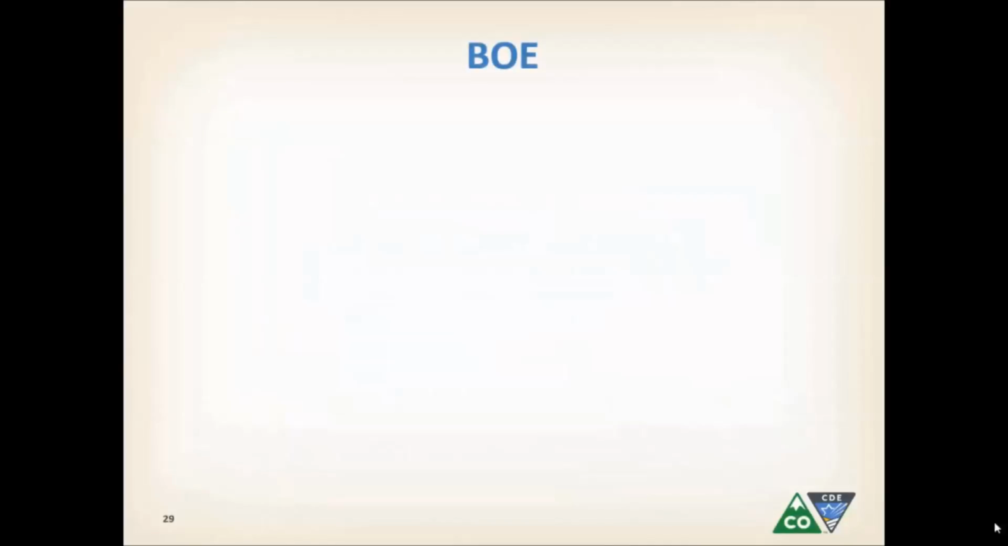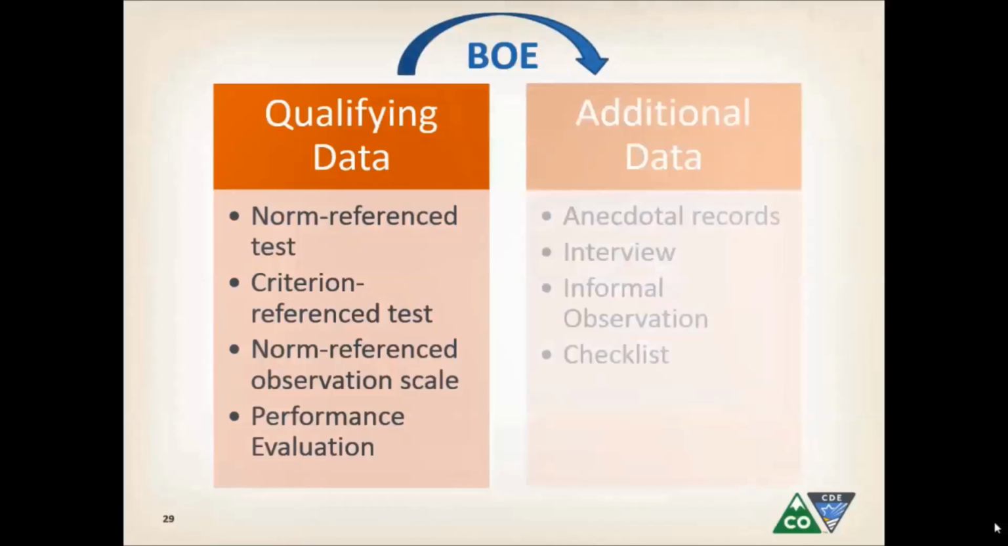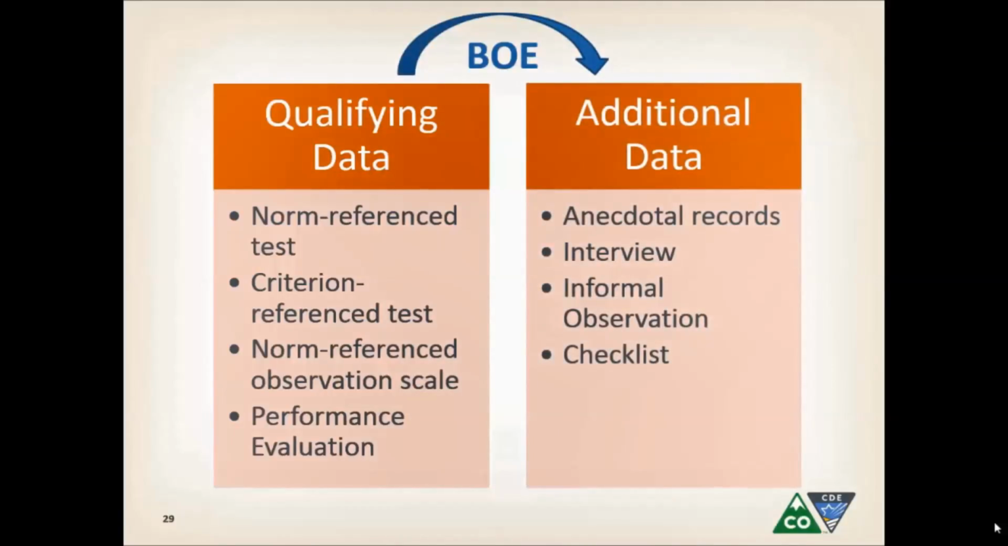So a body of evidence will contain data that are used to qualify the student. Again, those might be norm reference or criterion reference tests, a norm reference observation scale, or a performance evaluation. And there will be this additional data that goes into the body of evidence. That might include anecdotal records that the teacher keeps, again, a student interview, an informal observation of the student, or a checklist.